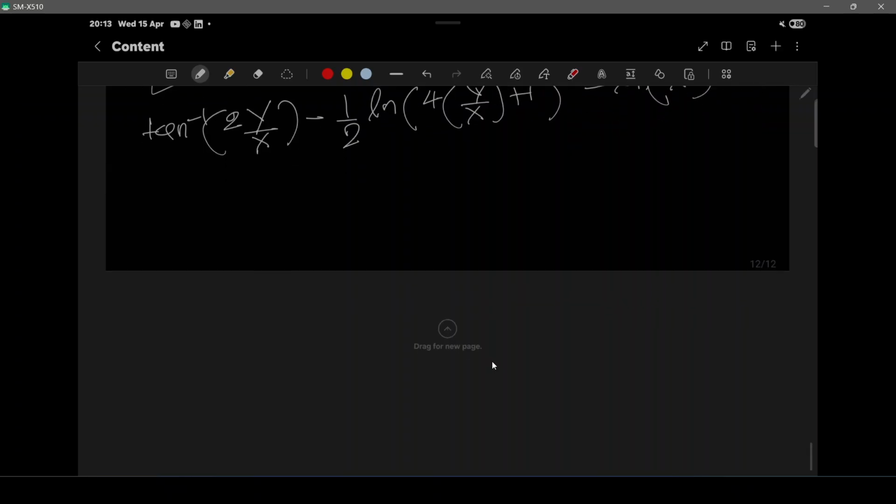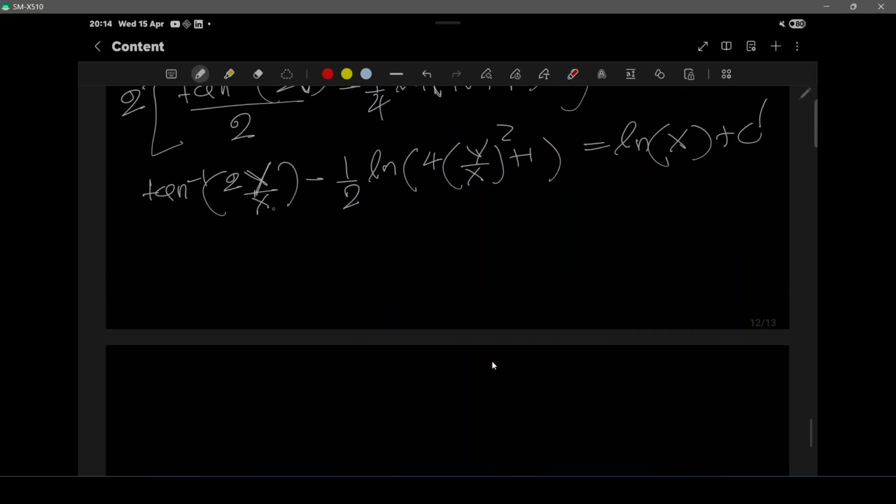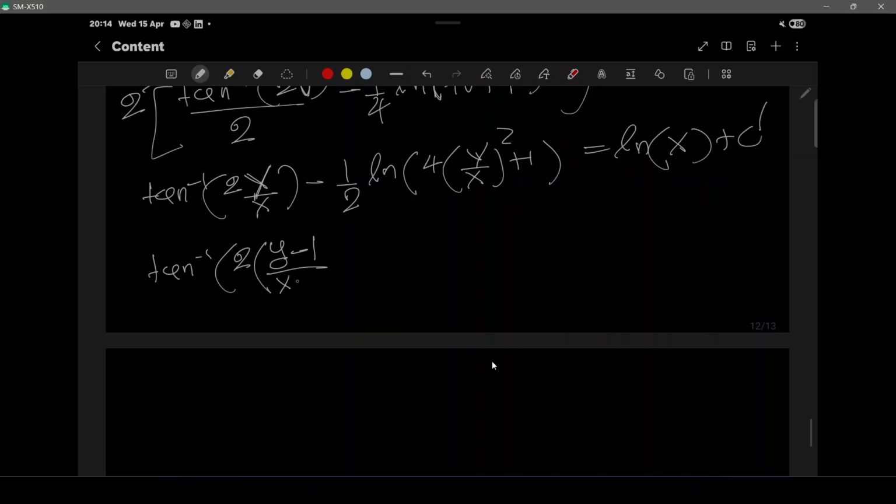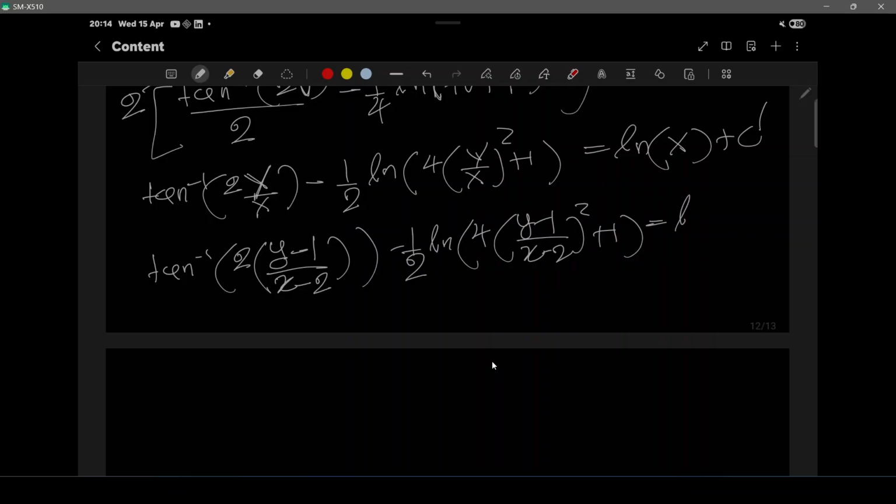So again you have to remove this capital Y and capital X. Tan inverse 2 times capital Y means simple y minus h, which is 1, I guess. Capital X means simple x minus k, which is 2. So 1 over 2 ln of 4 times y minus 1 over x minus 2 squared plus 1 is equal to ln of x minus 2 plus c dash. So this is the final solution.